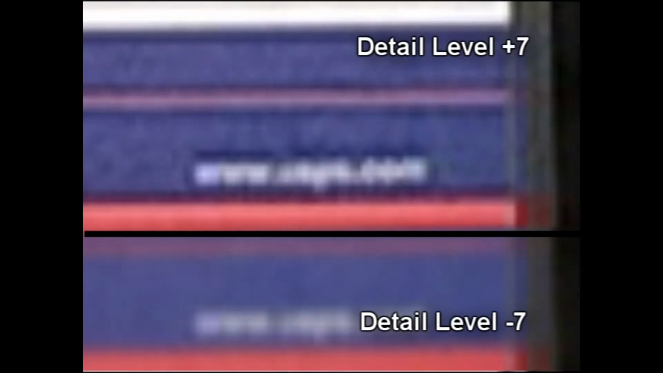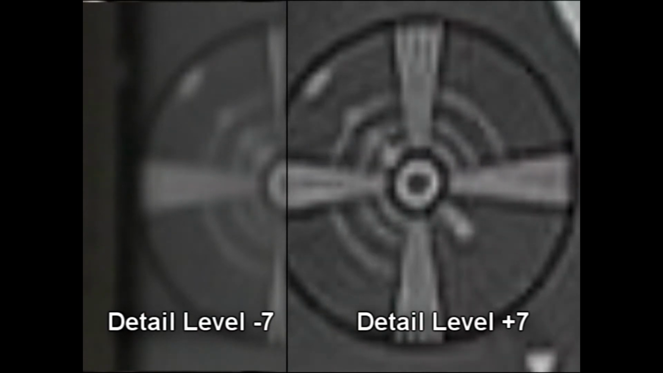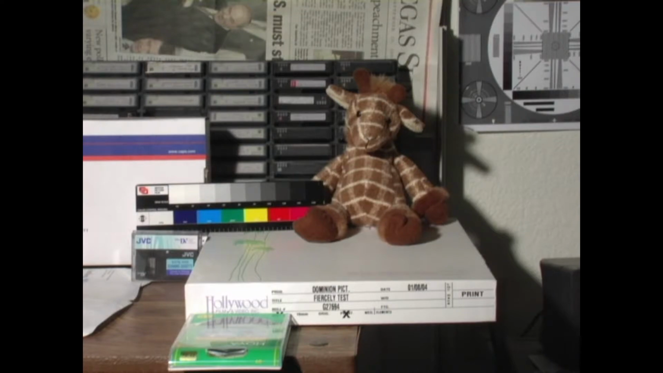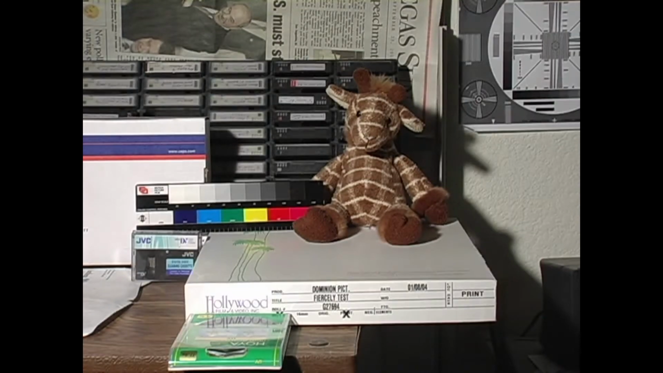Look at the artifacts that crop up around the fine print on the priority mailbox, up in the resolution chart. With detail, it's probably best to avoid the extremes. -7 is pretty blurry, and +7 shows some artifacting. The smaller the detail number, the softer and more organic your image is going to look. The larger the detail number, the sharper and more electronic it'll look.